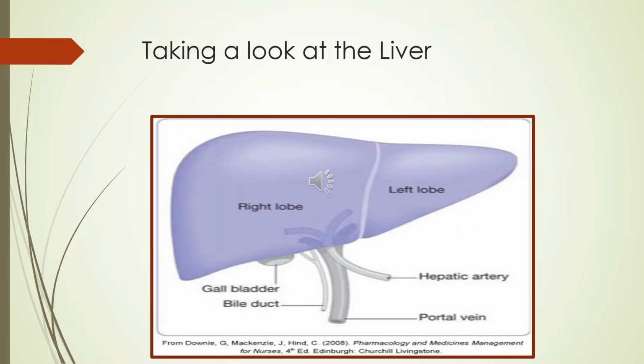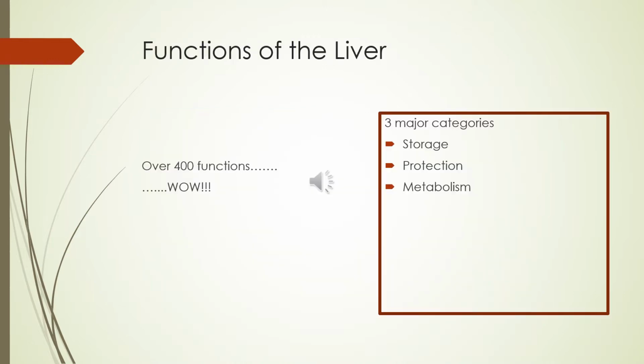A quick look at the liver. It is broken down into the right lobe, which is larger than the left lobe. It has the hepatic artery, a portal vein, a bile duct, and the gallbladder that sits behind it, which aids in storing the bile for our digestion.